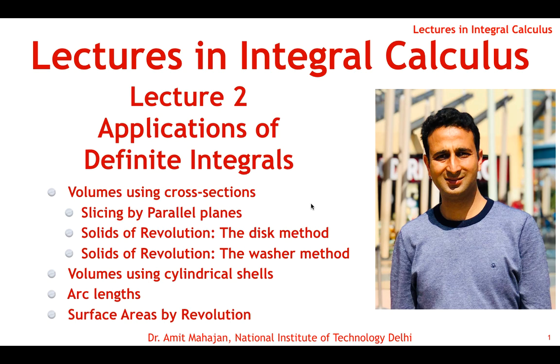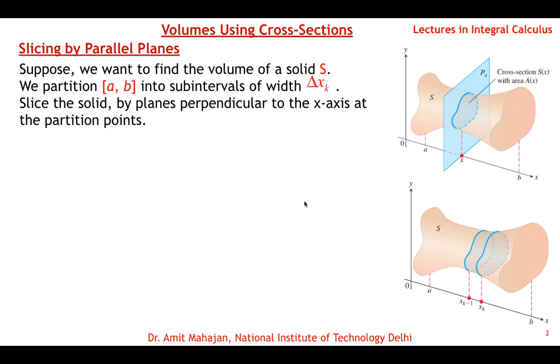To this end, suppose that we want to find the volume of a solid S. Say this whole thing is your volume S, and this solid is defined from x equal to a to x equal to b. This interval ab along the x-axis, we will partition. We partition ab into subintervals of width delta xk, and then we slice the solid by planes perpendicular to the x-axis at the partition points.